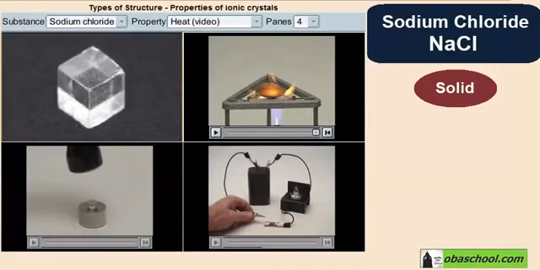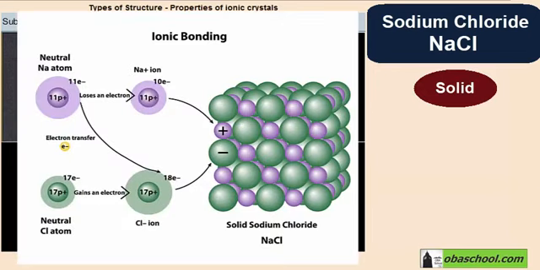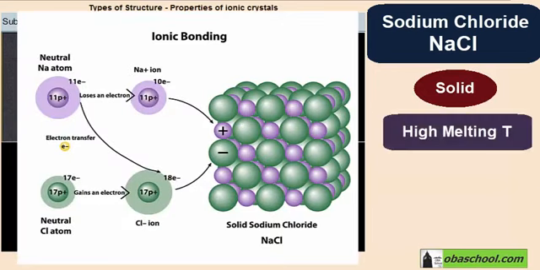Ionic compounds are always solid at room temperature. They have giant structures and thus they have high melting points. And this means that the attraction between the oppositely charged ions, the cations and anions, is strong.